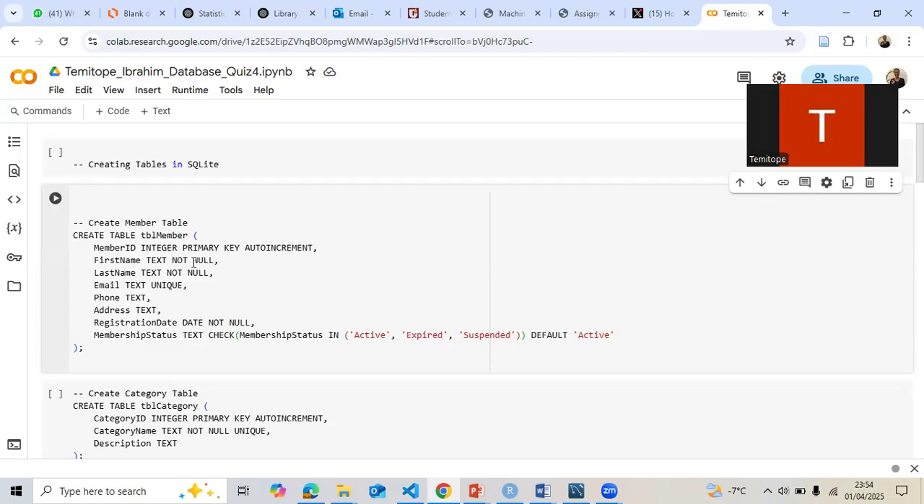That is the meaning of not null. It must not be empty. This first name column must not be empty. Last name column must not be empty, and it must be text. That's why you have not null there. Then the email must be unique.